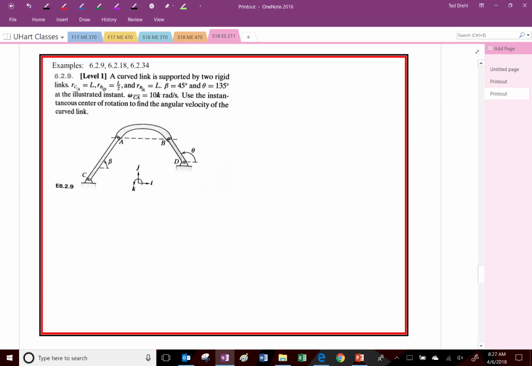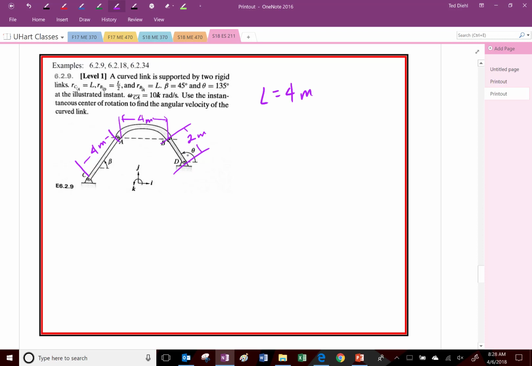So we have a problem right here, and I decided to change it so that L was equal to 4 meters, because otherwise it's just doing the problem in terms of L, and I found that to be boring. So that means that this guy right here is 4 meters, and that this guy right here is 4 meters, because they say that this is length L, and that this guy is L over 2, so he's going to be 2 meters. Those are supposed to be meters.